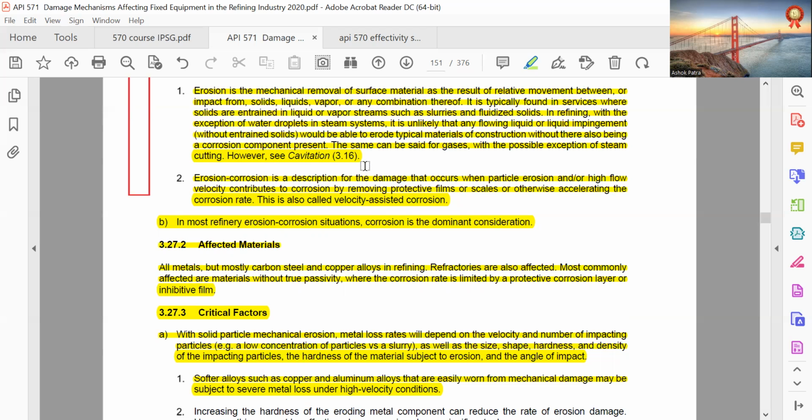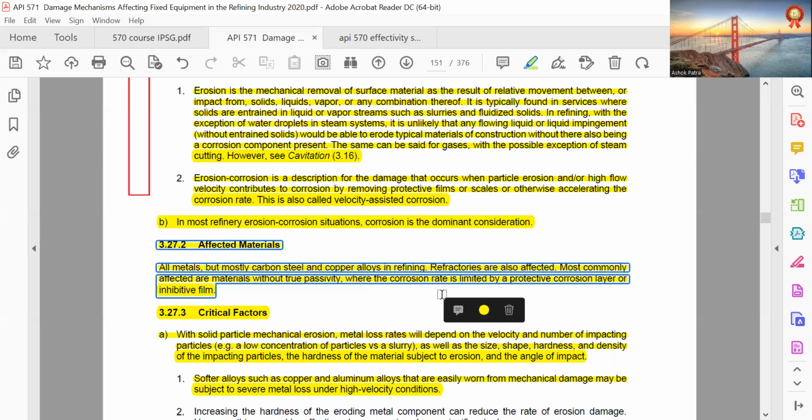The same can be said for gases, with the possible exception of steam. However, see cavitation, 3.16. Erosion-corrosion is a description of the damage that occurs when particle erosion and/or high flow velocity contributes to corrosion by removing protective films or scales or otherwise accelerating the corrosion rate. This is also called velocity-assisted corrosion. In most refinery erosion-corrosion situations, corrosion is the dominant consideration. Affected materials: all metals, mostly carbon steel and copper alloys. In refining, refractories are also affected.